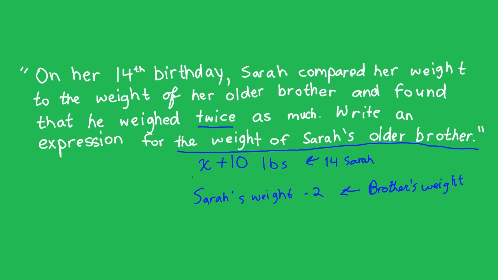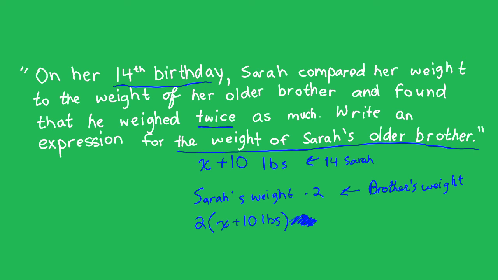So Sarah's weight, and this is asking us on her 14th birthday, which we found in the last problem to be x plus 10 pounds, and we're going to multiply this by 2. I could write this in a more aesthetically pleasing way by the commutative property, of course, and put 2 in the front there.